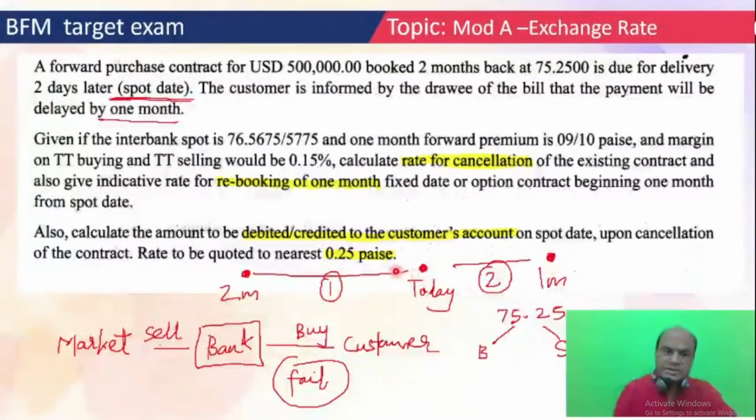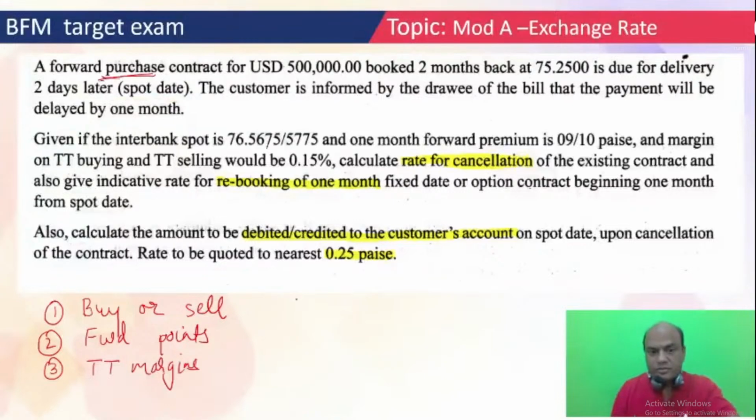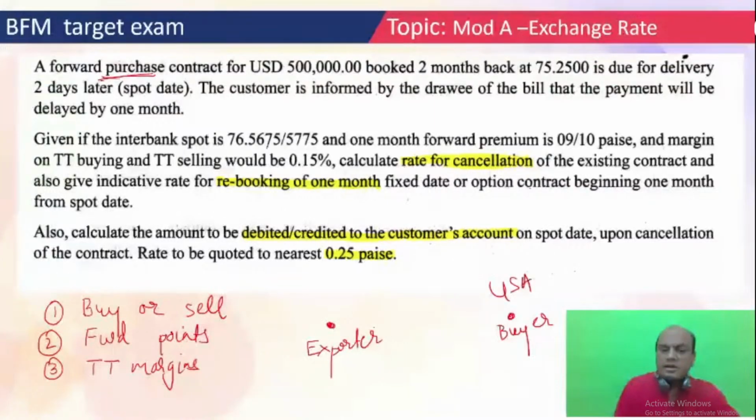It's like this. 2 months back, there was an exporter who had come to me. He had done some export to some buyer in, let's say, some other country, USA. Now what has happened? The payment was to be made after 2 months.